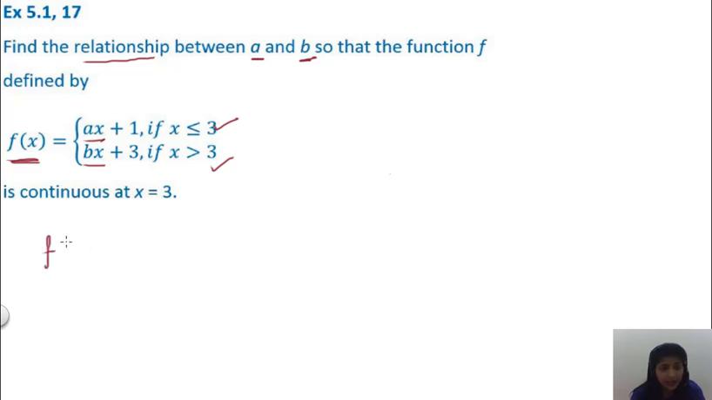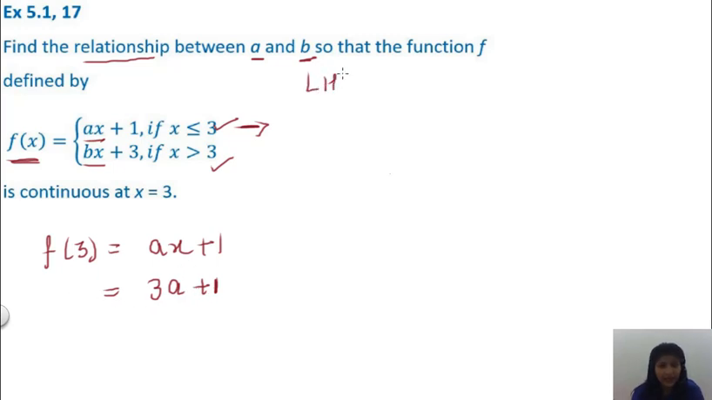See here, value of the function at 3. At 3, if I find out equal to 3, you see equal to cases in this one. So we are going to opt for the function ax plus 1, where instead of x, I have to place 3. So it will be becoming 3a plus 1.